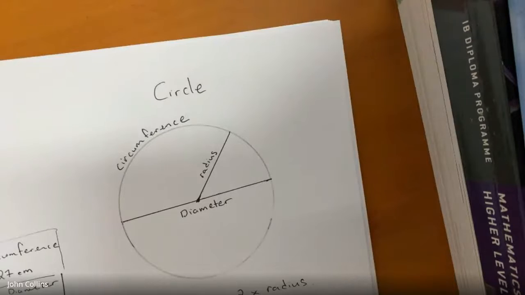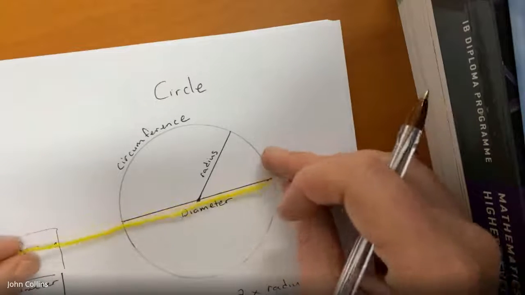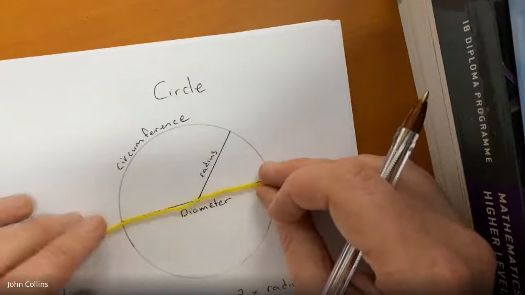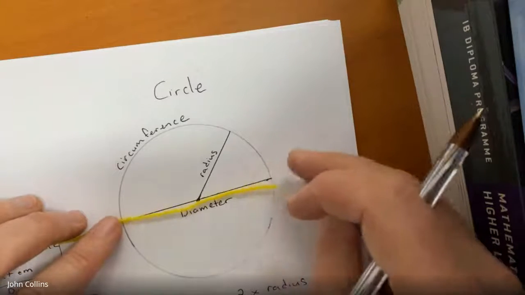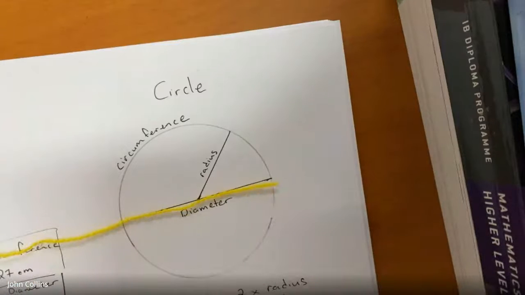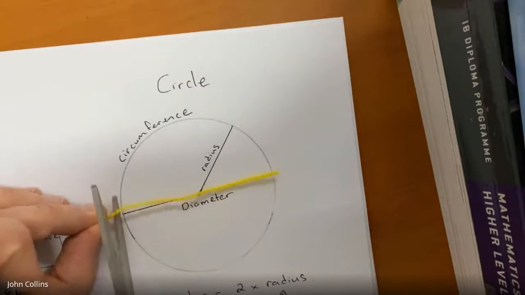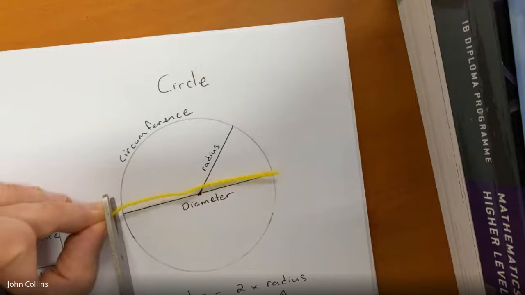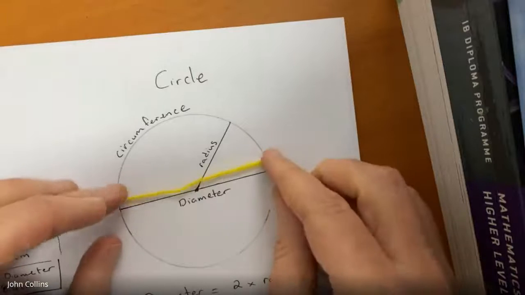Second experiment now. I'm going to use this piece of string to measure the diameter. I'm going to get a pair of scissors and cut it. Where's the scissors gone? All right, so just cut the string round about here, I think. That should be about the diameter.